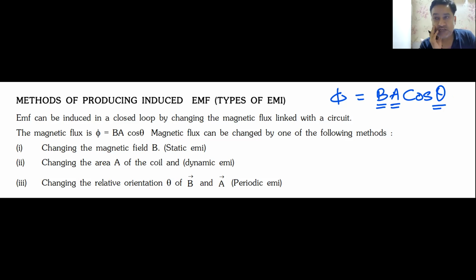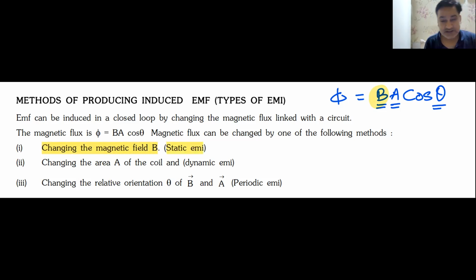Now I can change flux by changing any one of these quantities or any two of these quantities or all three of these quantities. Now changing any two or changing any three, you will hardly get a question. But what questions do you normally get is we are going to change any one of these quantities. Are you getting my point, beta? We are going to change either B. In that case, we don't move that object, and we still have induced EMF in the coil.